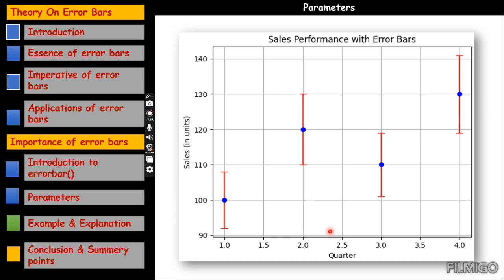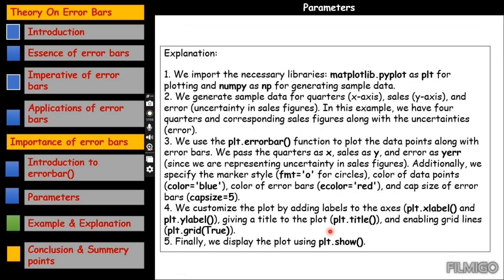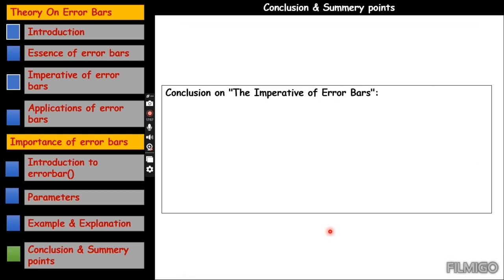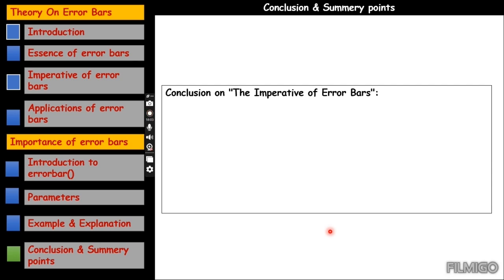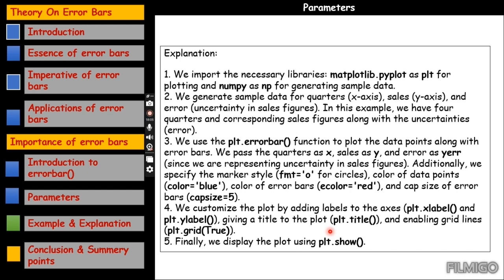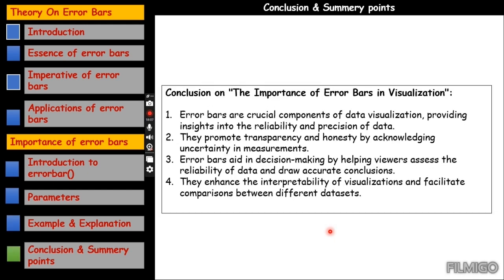Conclusion on the importance of error bars in visualization. Error bars are crucial components of data visualization, providing insights into the reliability and precision of data. They promote transparency and honesty by acknowledging uncertainty in measurements. Error bars aid in decision-making by helping viewers assess the reliability of data and draw accurate conclusions. They enhance the interpretability of visualizations and facilitate comparisons between different datasets.